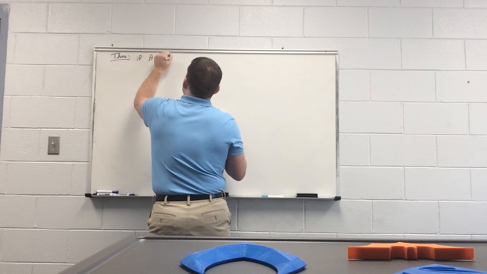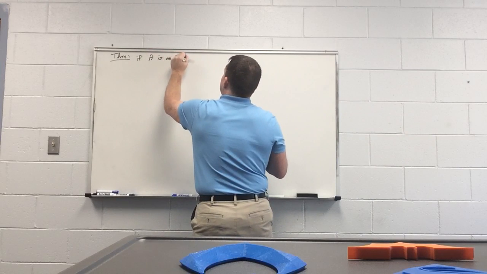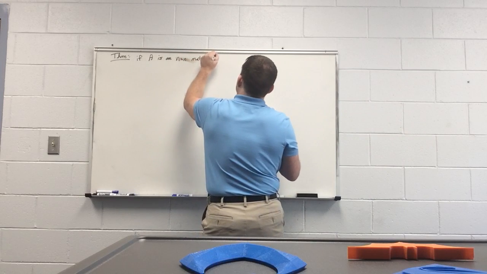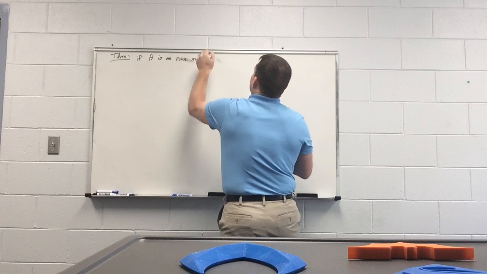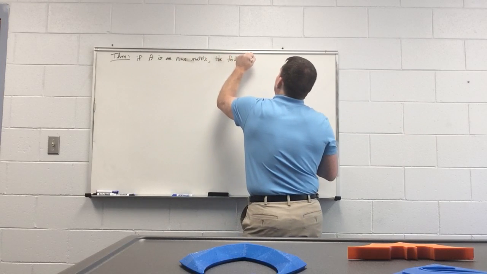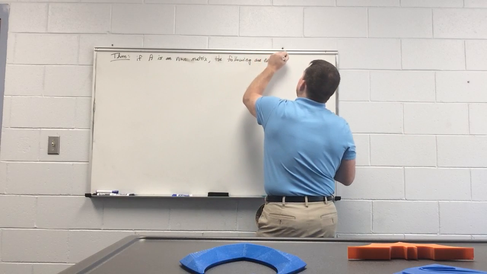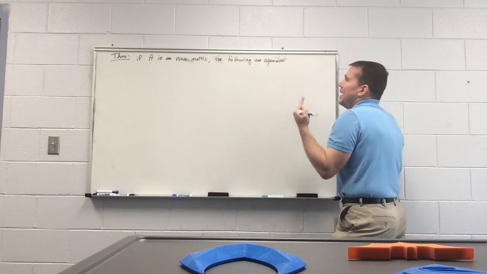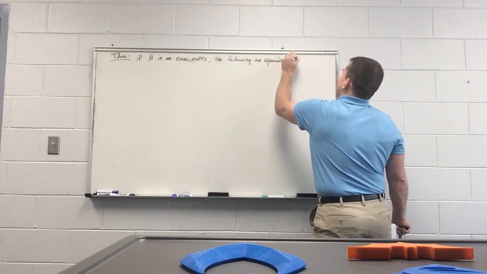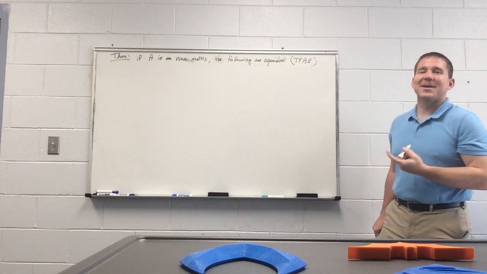If A is an n by n matrix, oh no, I'll write it this way for now. The following are equivalent. And just for future reference, my brain doesn't even want to write that. The following are equivalent. My instructors always abbreviated TFAE because they didn't want to write all that out.